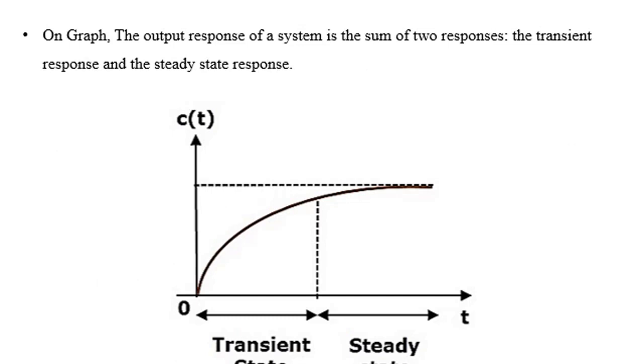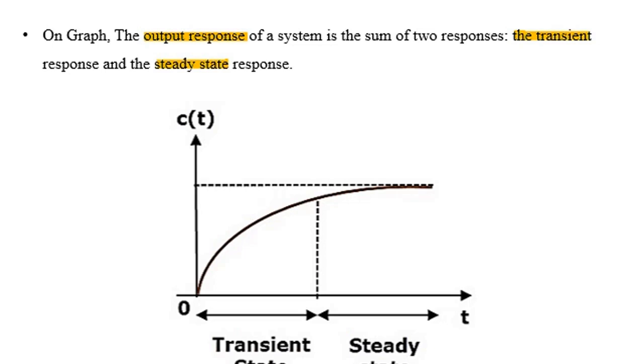Dear students, as discussed in the start of this chapter, mathematically total response of the system is equal to forced response plus natural response of the system, where on graph total response of the system is divided in two parts. First part is known as transient state and the second part is steady state.